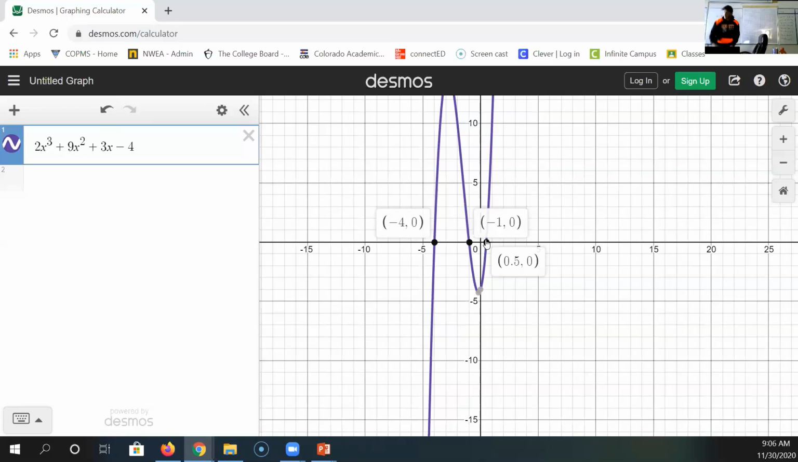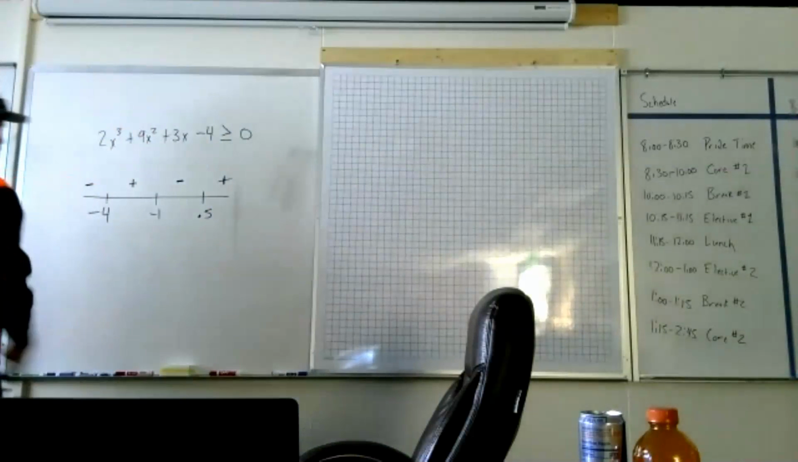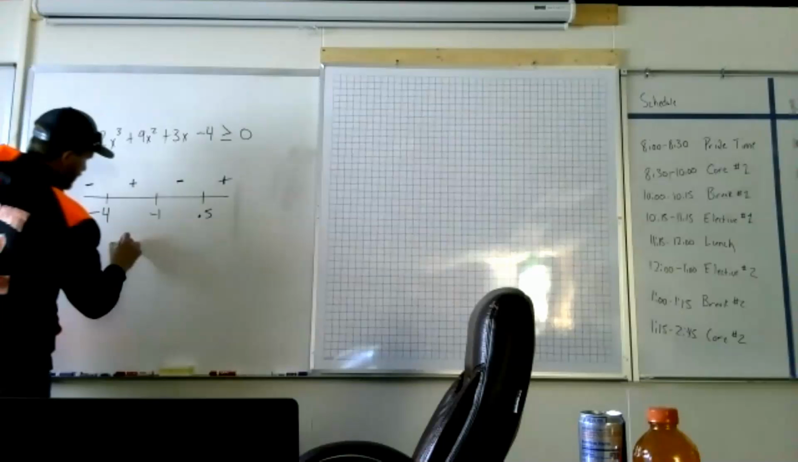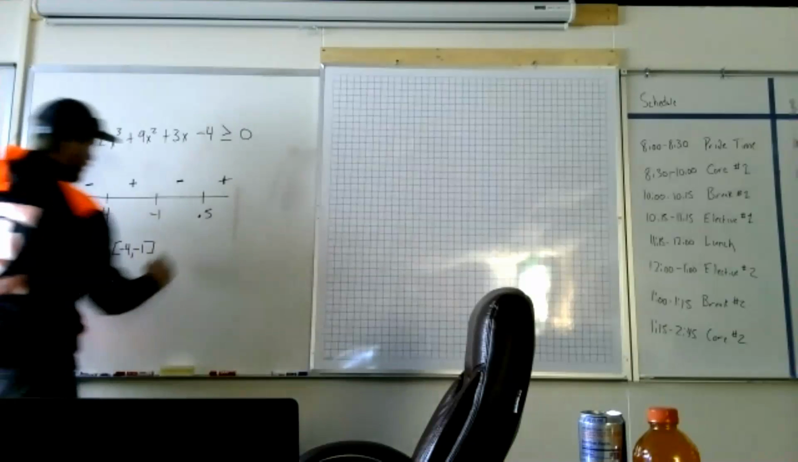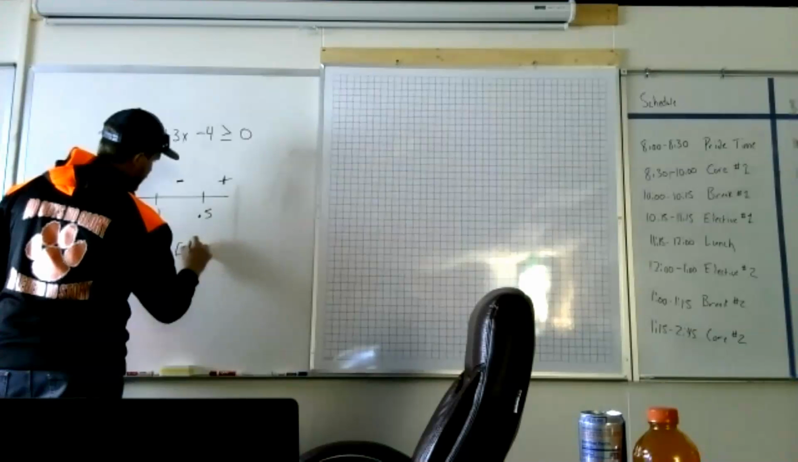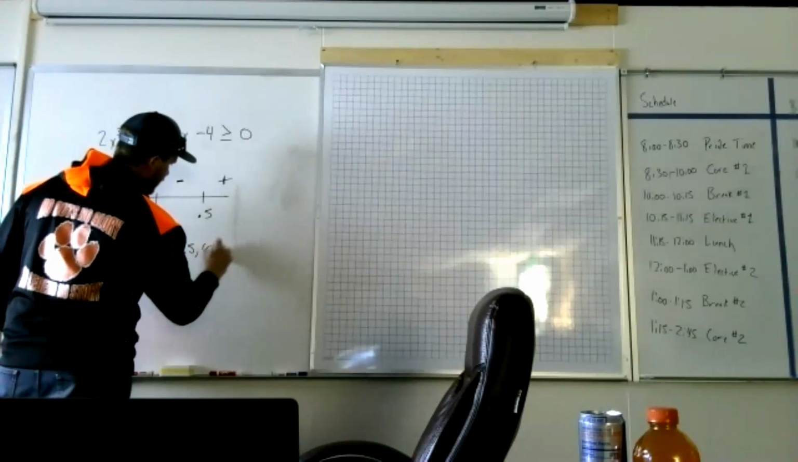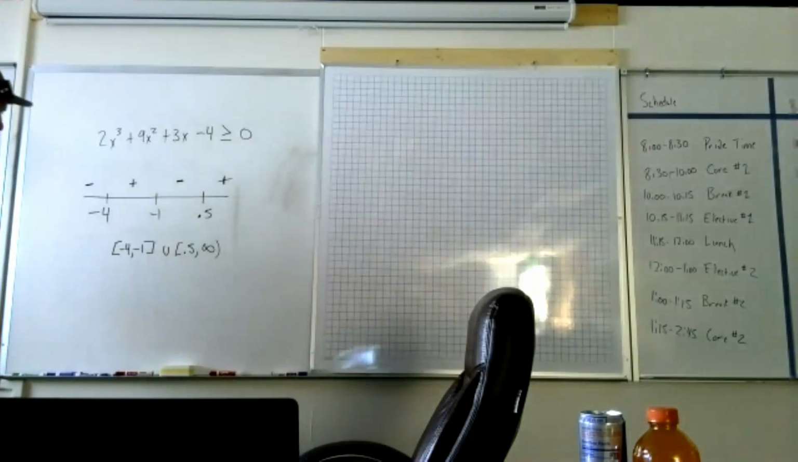Okay, and I want to list the positive intervals in interval notation. So I just built the sign chart. That is going to be the bracket between -4 and -1, with the union between 0.5 comma infinity, and the infinity gets the parenthesis.